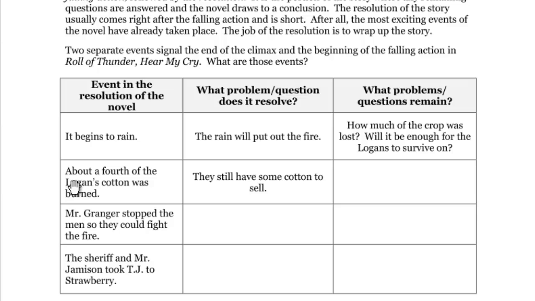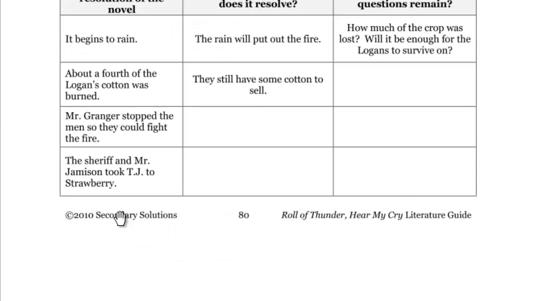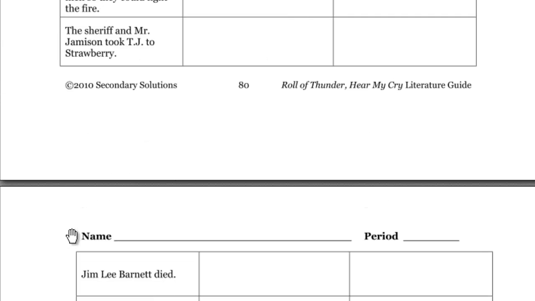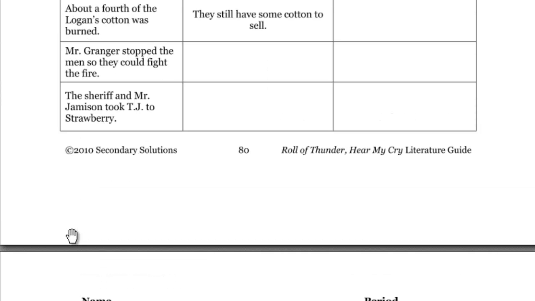Another resolution event, about a fourth of the Logans' cotton was burned. That solves the problem or answers the question that they still have some cotton to sell. So what are the problems and questions that remain there? We know that they still have some to sell. We don't know if it's going to be enough, for example. And that's how part 2 of this worksheet goes. Go ahead and pause here while the students work.